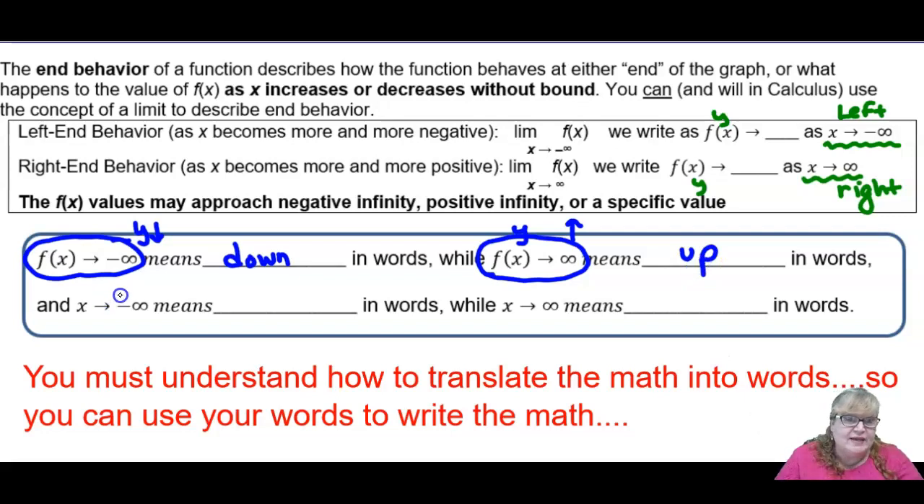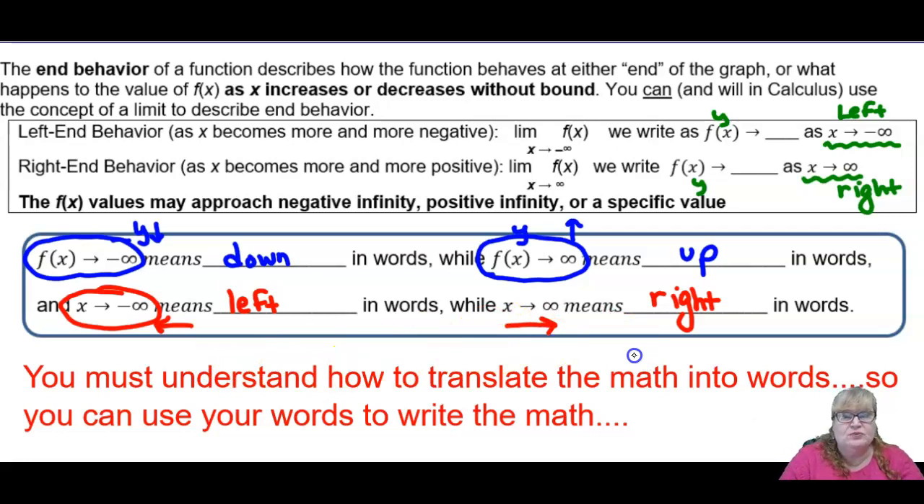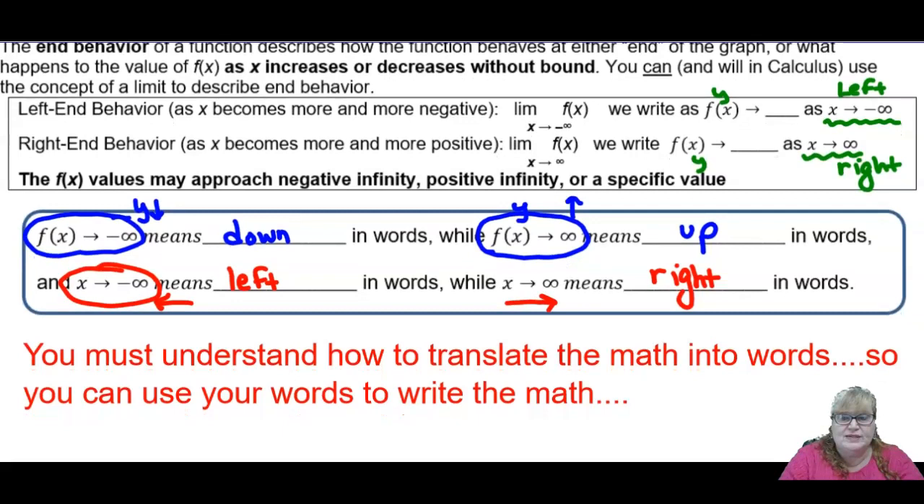And when you see x, remember x runs left or right, so more negative would mean you're going to the left. And when you see x, again, left or right, but positive means it's getting bigger and bigger, so it would be to the right. So you must understand how to translate these into the words, so then we can talk about the actual picture and how we write them.